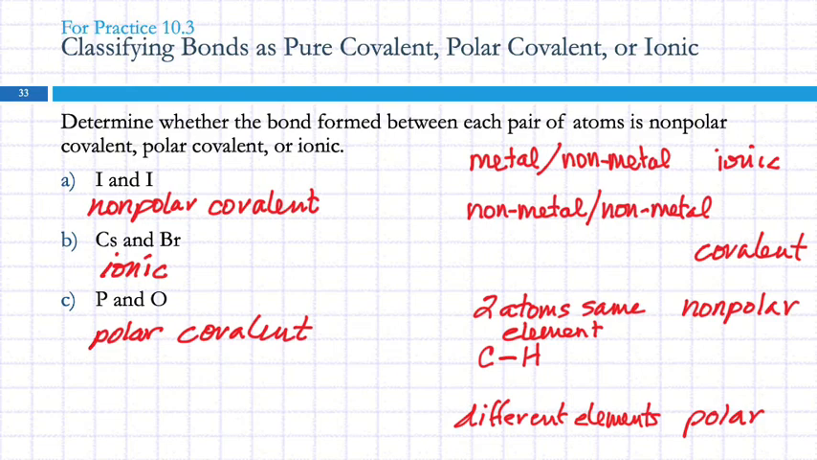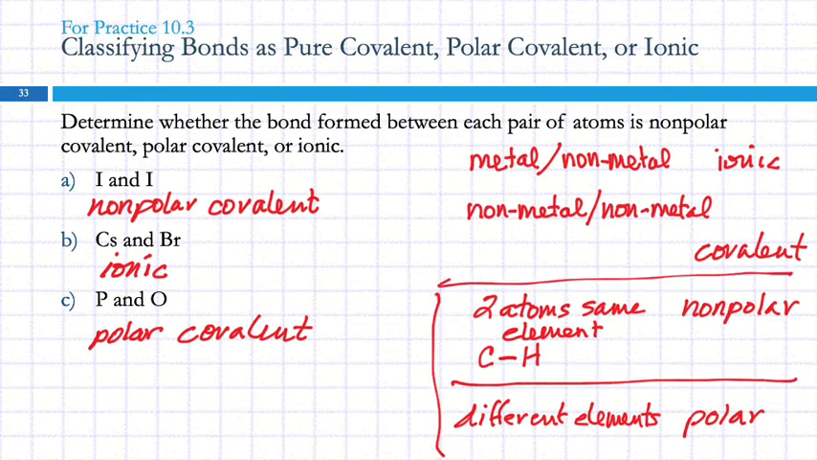Okay? Any questions? Yeah. What kind of bond was carbon and hydrogen again? Carbon and hydrogen is a nonpolar covalent bond. So these are both nonpolar, and if you have different elements, it's polar. Any question?